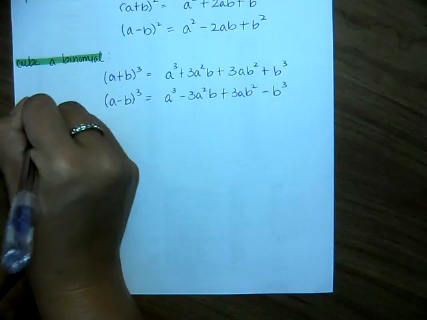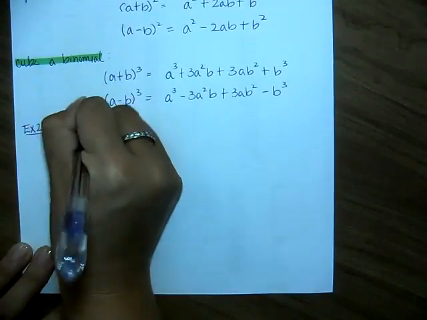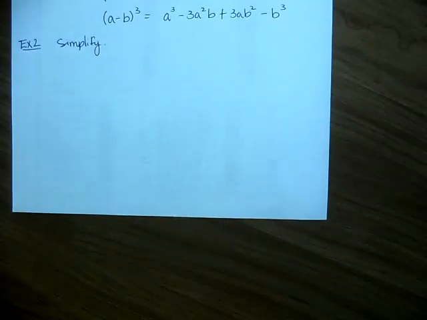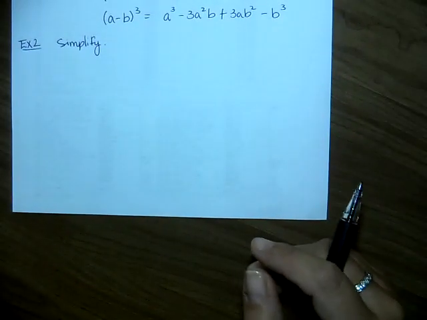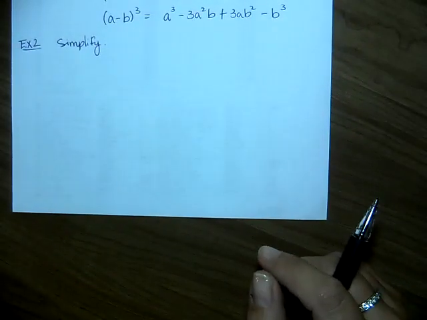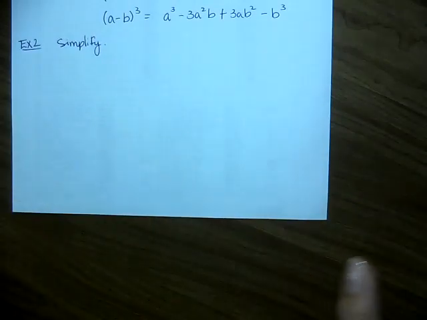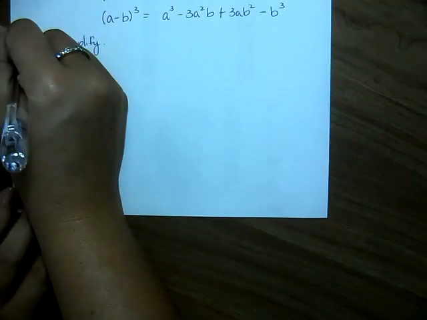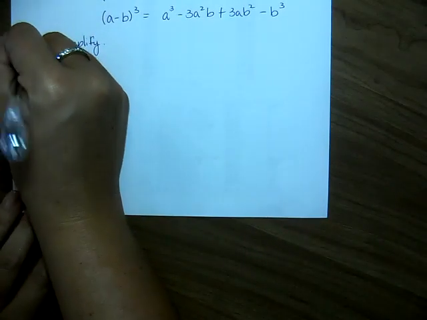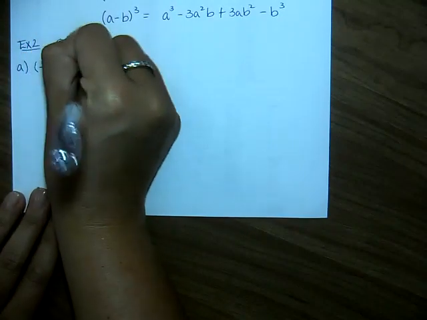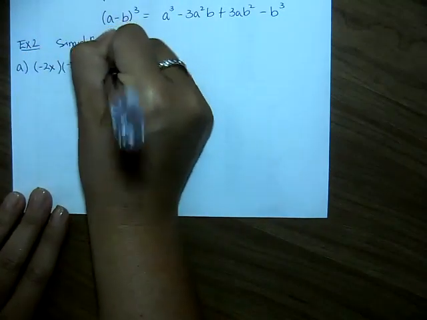So we'll call this example 2, and the directions are just going to be to simplify. Now, when you're multiplying and it tells you to simplify, you have to make sure that you get rid of the parentheses. That's the goal, okay? So there should be no more parentheses in our answer. Okay, let's just start out kind of easy here. So negative 2x times negative 3x times 5x minus 4.